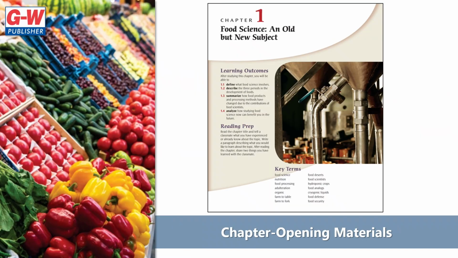Each chapter's opening features include learning outcomes, reading prep, and key terms. Learning outcomes clearly identify the knowledge and skills to be obtained when the chapter is completed. Reading prep provides quick, easy activities to expand reading skills. Key terms list the vocabulary words to be learned in the chapter.